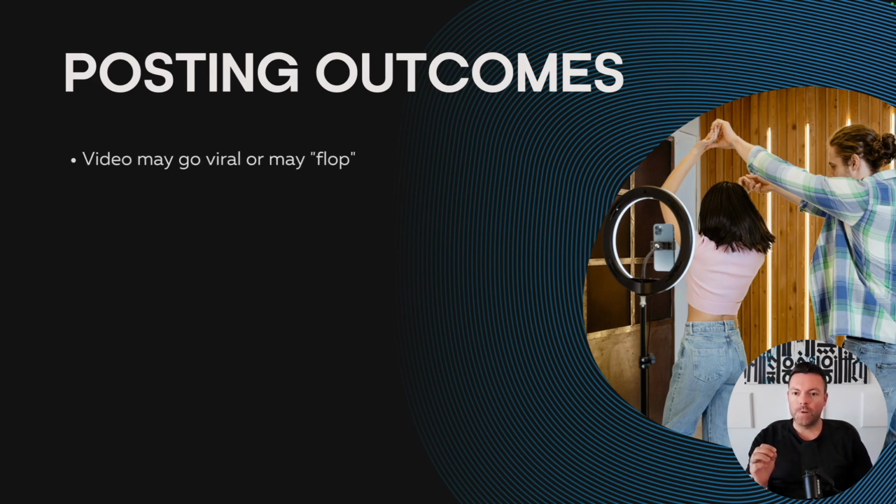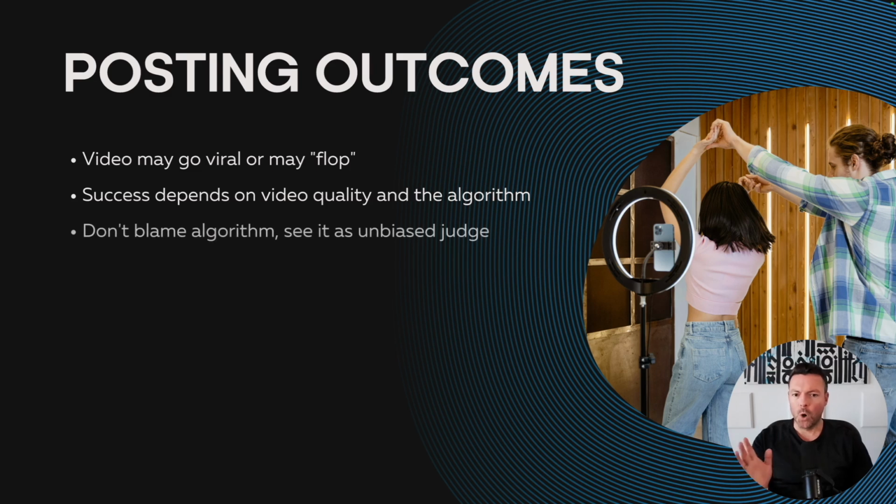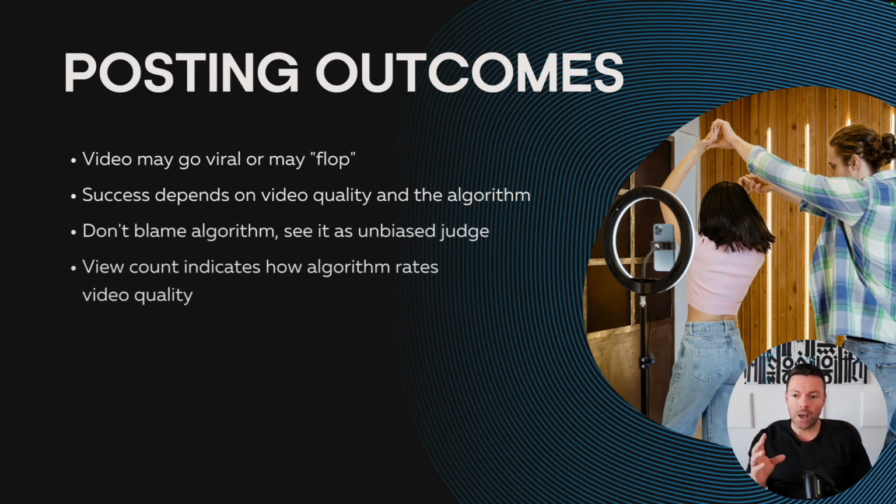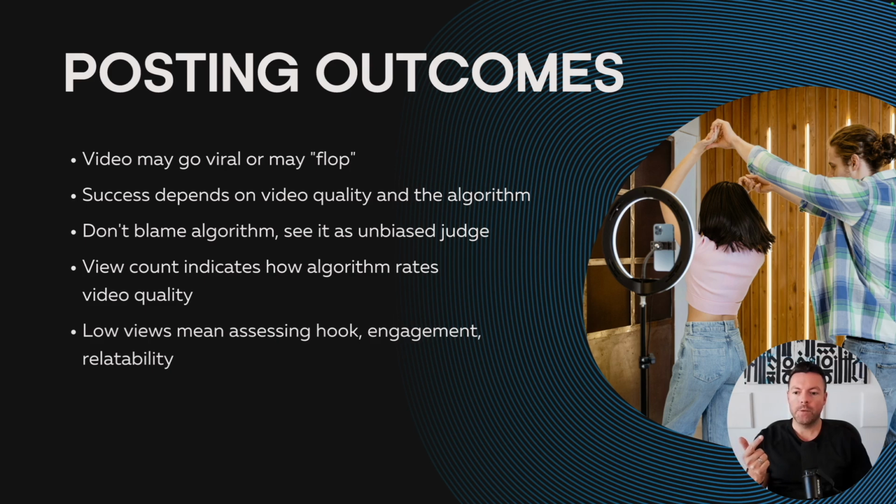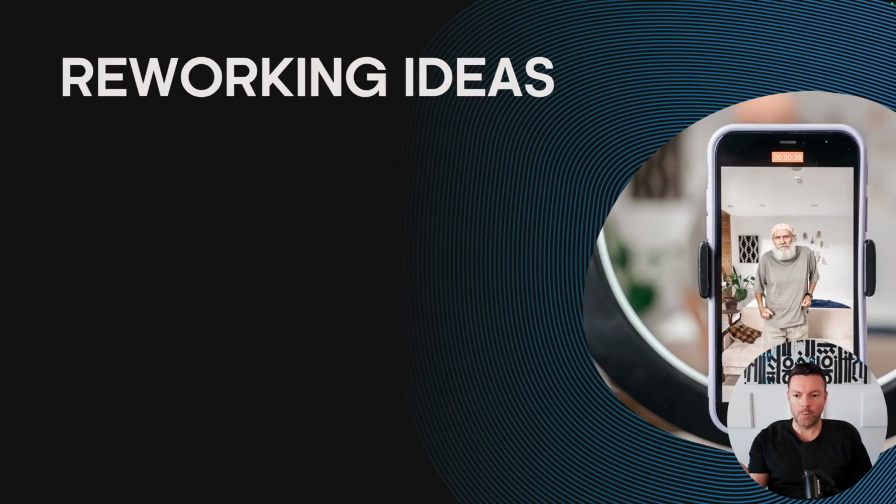Okay, let's talk about posting outcomes now. Videos may go viral or they may flop, right? Most videos will flop. Some will go viral if you do it right. Success depends on video quality and the algorithm, of course, and the most important thing is watch time. Don't blame the algorithm. See it as an unbiased judge. View count indicates how the algorithm rates your video quality, right? Low views means assessing the hook, engagement, and relatability. You've got to go back to the drawing board.